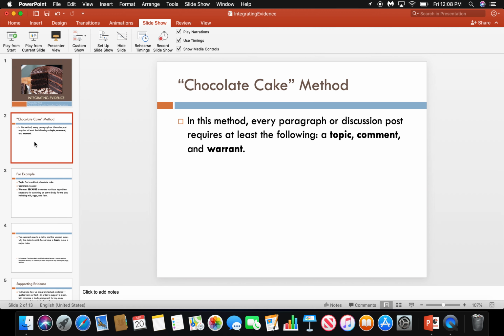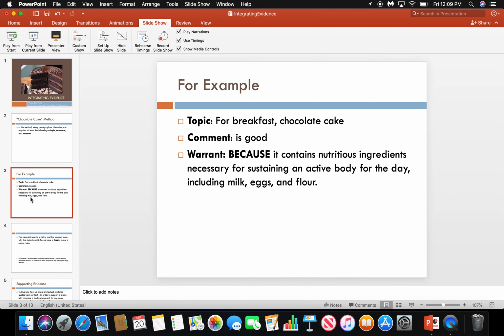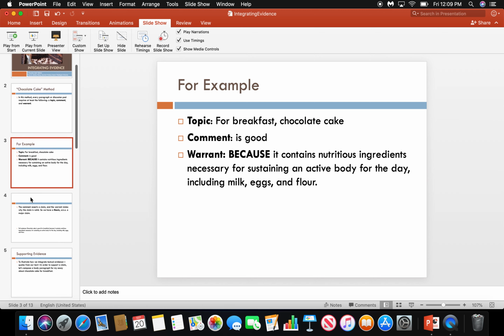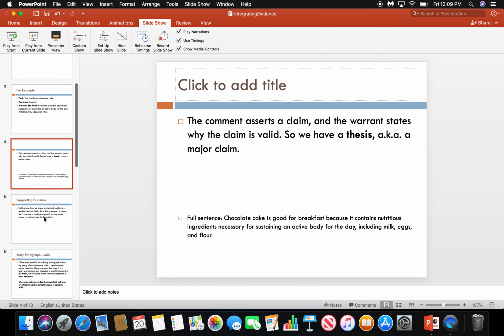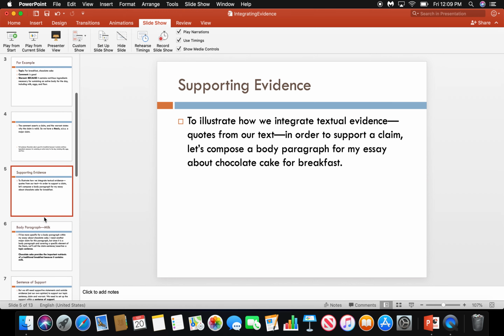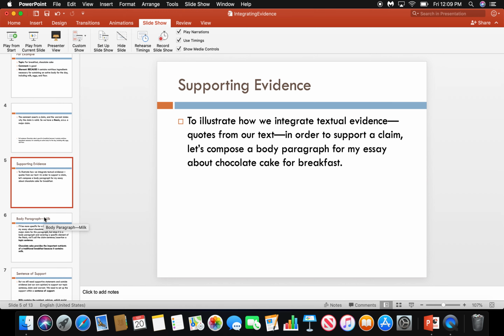So every paragraph or discussion post requires a topic, a comment, and a warrant. For example, the topic would be for breakfast, chocolate cake. The comment is good, and the warrant is because it contains nutritious ingredients for sustaining an active body through the day, including milk, eggs, and flour. So the comment asserts a claim, and the warrant states why the claim is valid. This is the thesis statement. So to illustrate, we need to integrate textual evidence or quotes from our text in order to support a claim.